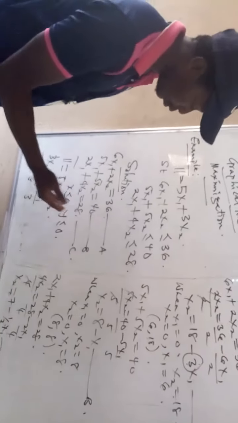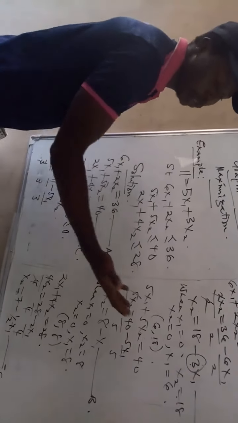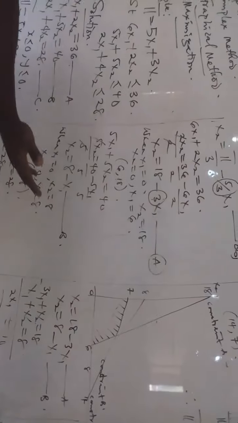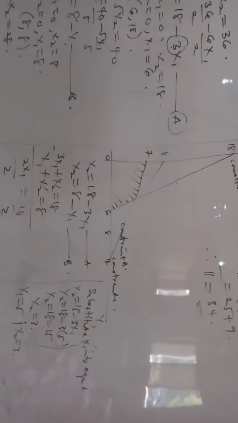Then you know we are making use of the non-negativity condition, where x is greater than or equal to 0 and y is greater than or equal to 0. Then you solve further, plot your graph, and end up having your x1 and x2. Then you insert them into your objective function, and you get the total profit, which is 34.